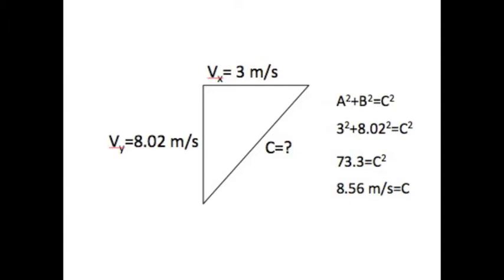Using the initial velocity in the x component and the initial velocity in the y component, you are able to solve for your missing variable. Using the Pythagorean theorem, you are able to plug in 3 and 8.02 to find c squared. C squared is equal to 73.3, and taking the square root of that will give you 8.56 meters per second.